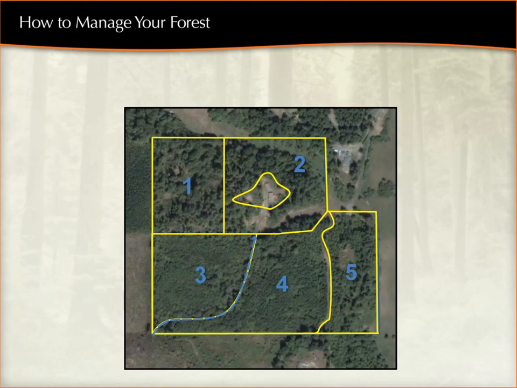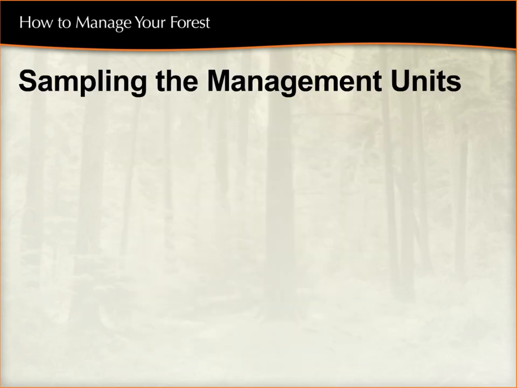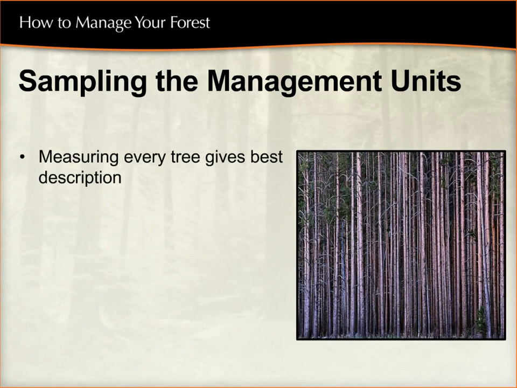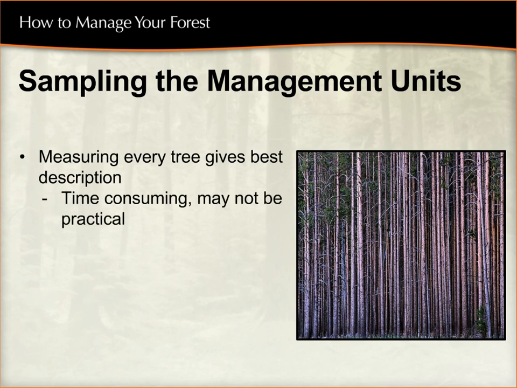Finally, each one of the management units was assigned a number so that it could be referred to in a management plan. Once we've broken up our property into distinct management units, we can go about measuring the resources that we're interested in. Now, we could go out and measure every single tree on the property, and that would likely give us the most accurate description of that resource, but that's liable to be way too time-consuming to be very practical. So instead what we do is we sample the characteristics that we're interested in, and we do this usually by laying out plots on the property.